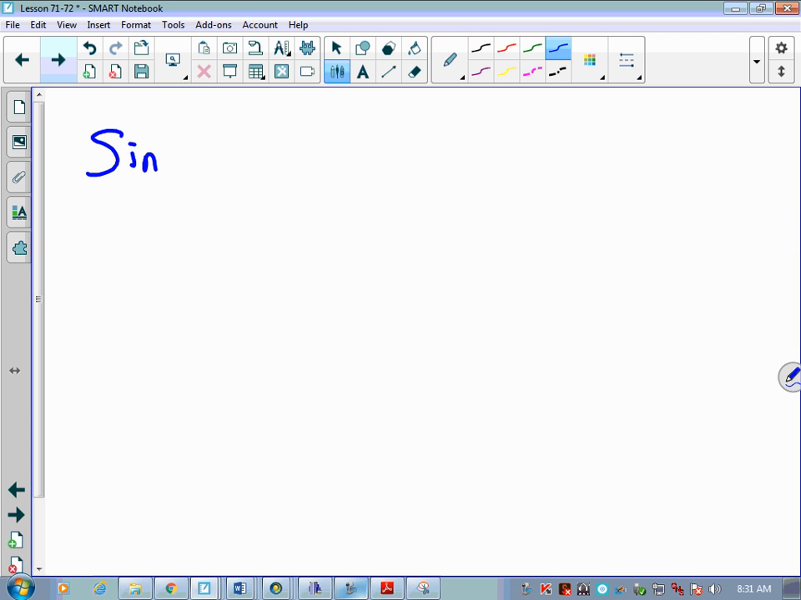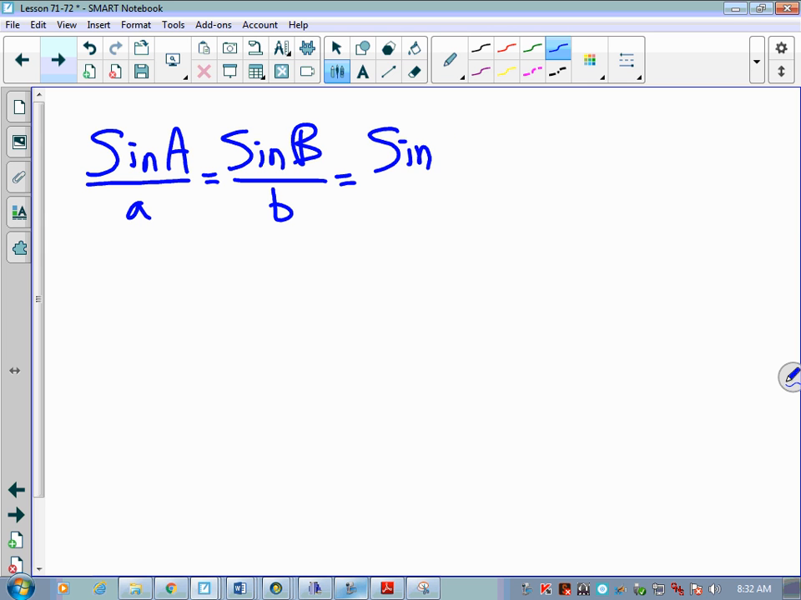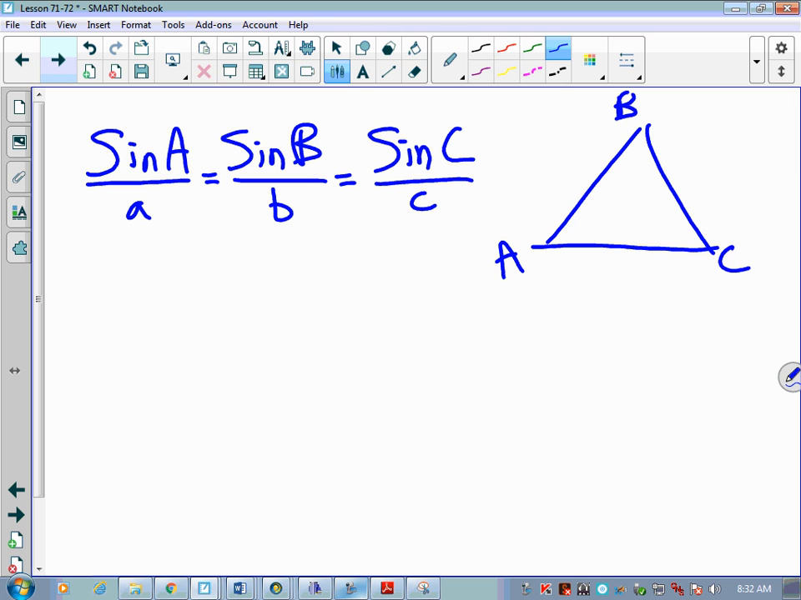A couple of us. What that is: the sine of angle A over side a is proportional to the sine of angle B over side b, which is proportional to the sine of angle C over side c. Given that in a triangle where I have angles A, B, and C, the side opposite angle A is side a, the side opposite angle B is side b, and the side opposite angle C is side c. So hopefully we remember how to draw a triangle and how to set it up, even if they don't draw a triangle for me, correct?